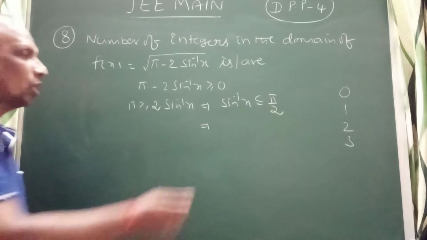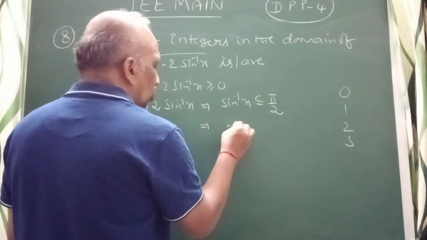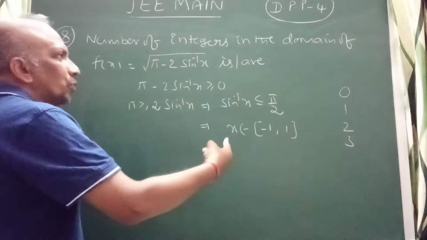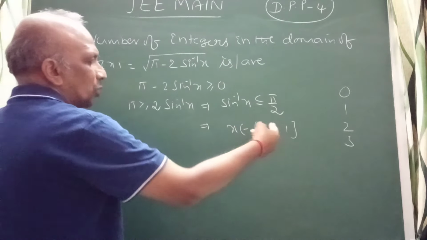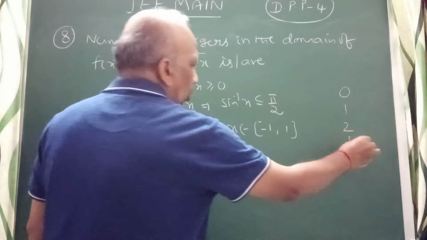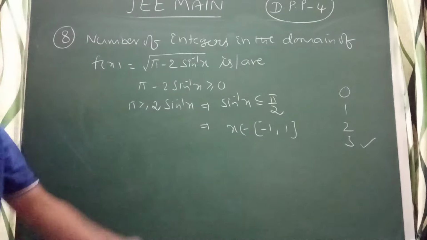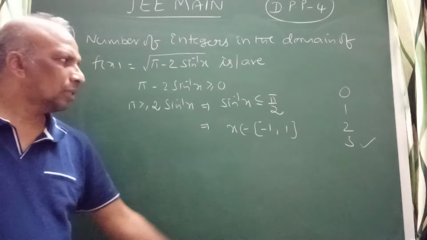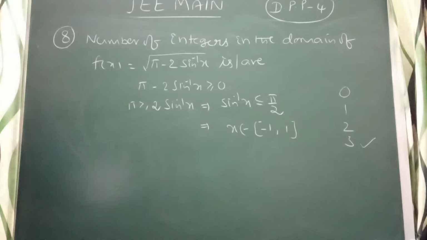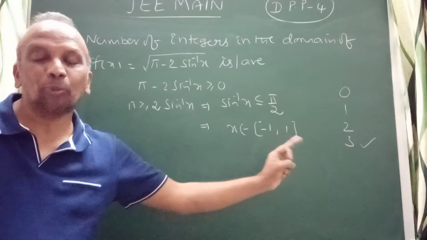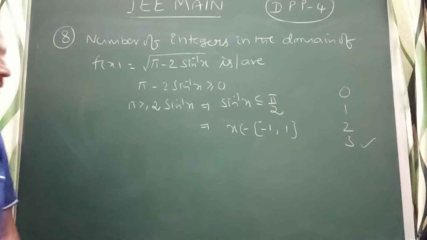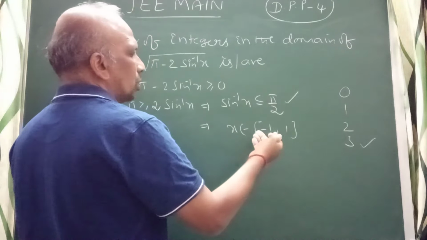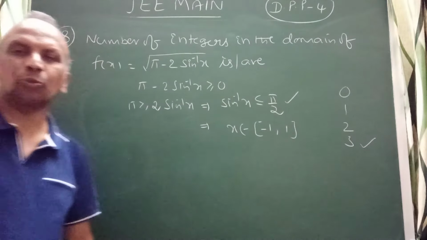So this result holds true when x belongs to the closed interval minus 1 comma 1. Then the number of integers between minus 1 and 1 including 0 will be 3. Sine inverse x less than or equal to pi by 2 is true when x belongs to minus 1 comma 1. Understood? The integers are minus 1, 0, 1, so we get 3 integers.